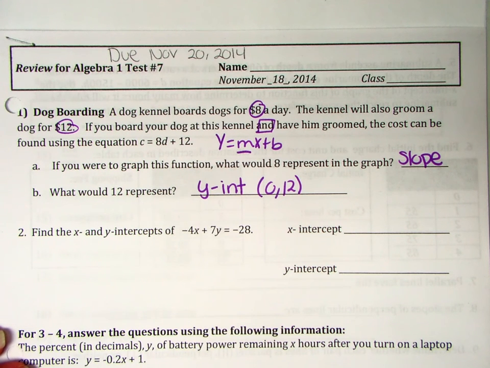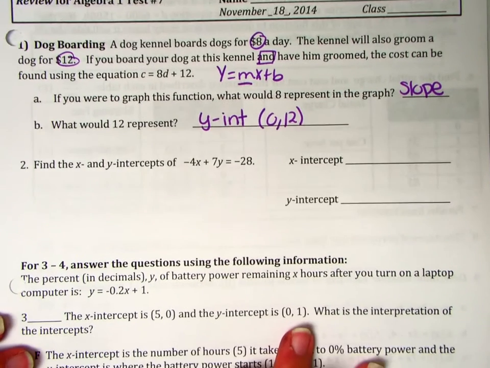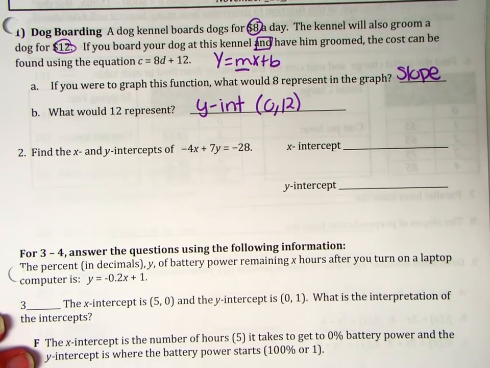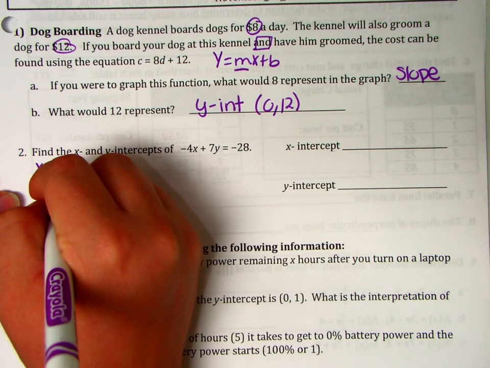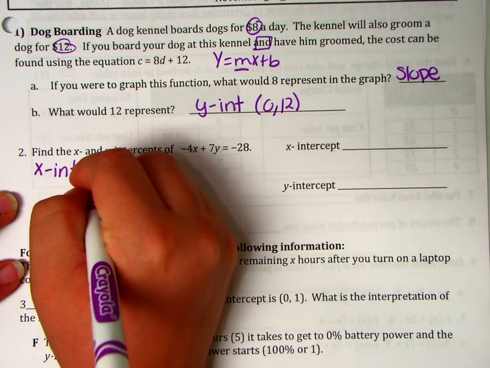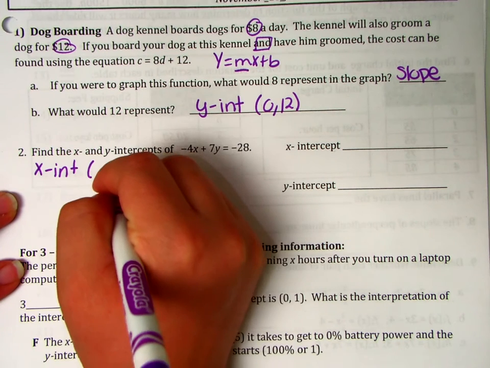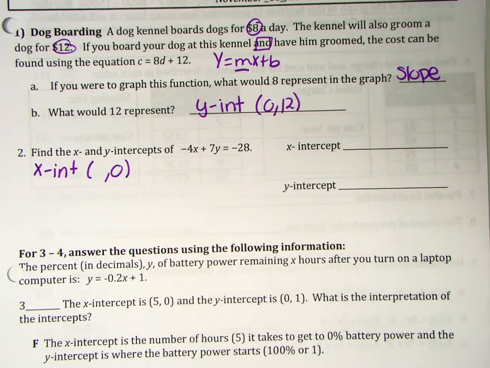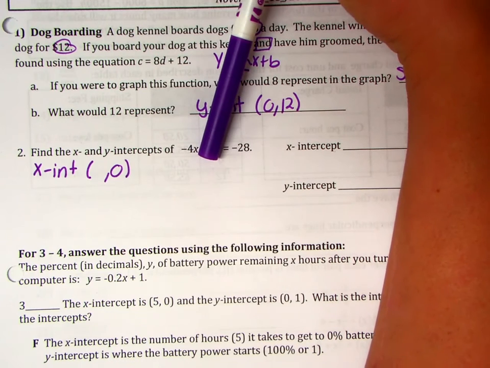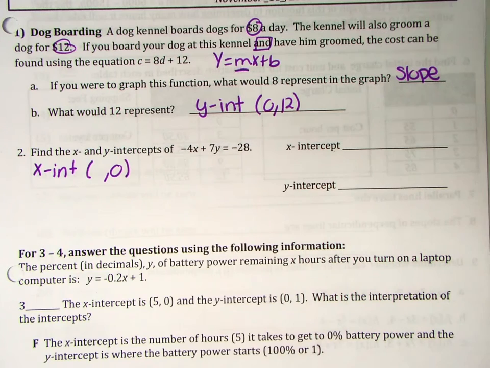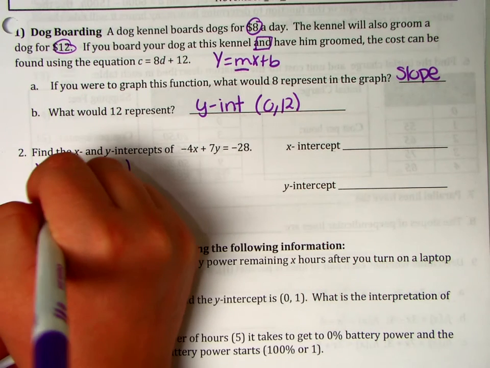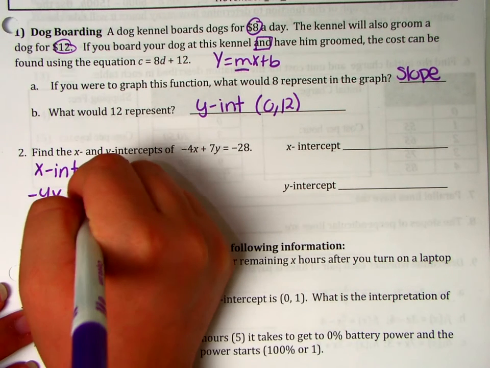Let's move on to problem number 2. It says to find the x and y intercept of negative 4x plus 7y is equal to negative 28. Well, to find our x-intercept, which we're going to do first, we know that the y has to be 0. So we're going to cover up the y. It's gone. What are we left with? Negative 4x is equal to negative 28.